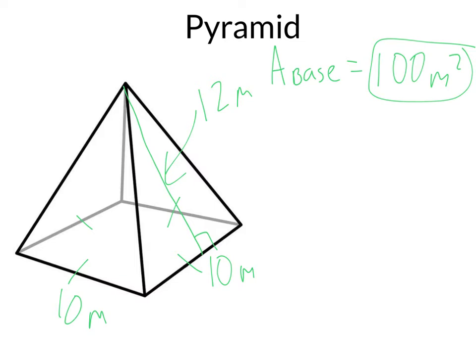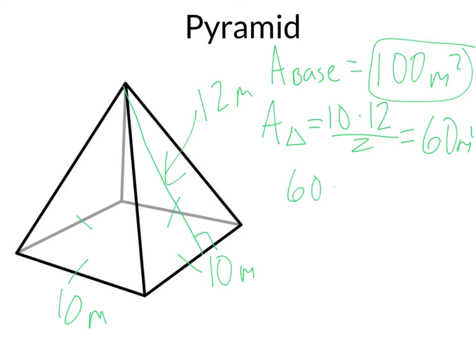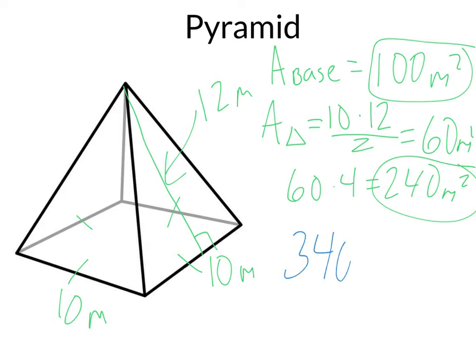I know the area of a triangle. Area of one of those triangle sides. Well, that's going to be base 10, height 12, over 2, 60 meters squared. And how many of those do I have? 4. 60 times 4 equals 240 meters squared. So what's my final answer? Well, if I've got my 4 triangles and my 1 square base, I'm going to have 340 meters squared for my entire surface area.